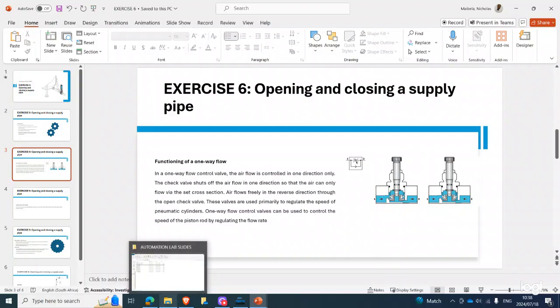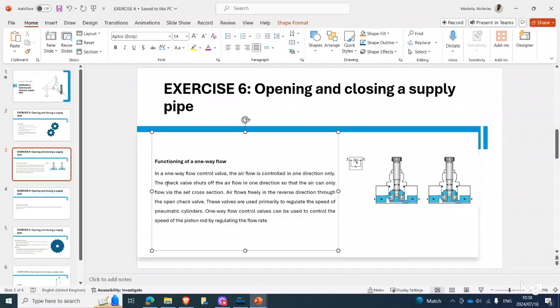So now our one-way flow valve, it's in this manner, right? So the airflow control helps control the flow of air in one direction, right? So now the check valve, they're saying the check valve shuts off the air flow in one direction so that the air can only flow via the indicated cross section, right, as you can see here. So air flows freely in the reverse direction through the open check valve, right?